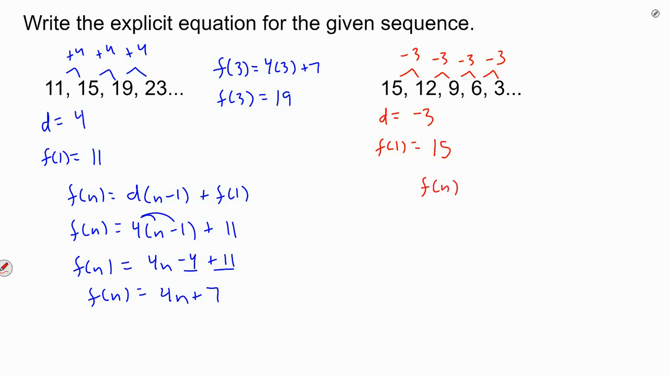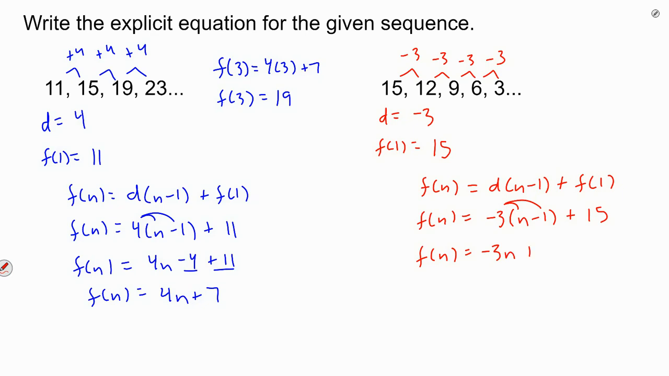So let's write down our formula. f of n equals d times n minus 1 plus f of 1. Let's replace the d and the f of 1. So we have negative 3 times n minus 1 plus my first term, 15. Then we'll go ahead and distribute. So I have f of n equals, we distribute this negative 3, so negative 3n plus 3 plus 15. And then I'll just combine my terms. So f of n equals negative 3n plus 18.